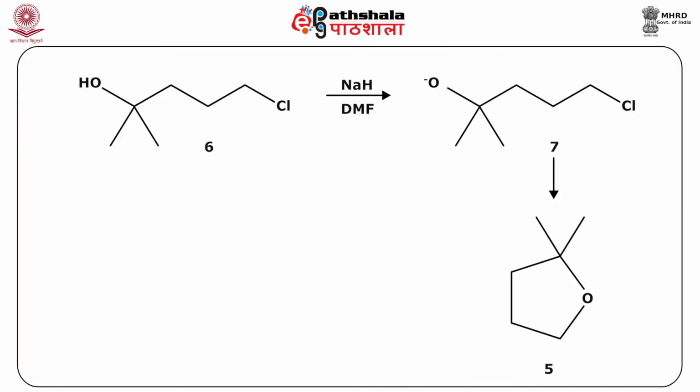Synthesis. The synthesis of 2,2-dimethyl tetrahydrofuran can be achieved by intramolecular Williamson's ether synthesis. The synthesis is achieved in two steps. Firstly, sodium hydride, which is a strong base, abstracts the acidic proton of the hydroxyl group, forming an alkoxide ion, which is represented by the structure 7.